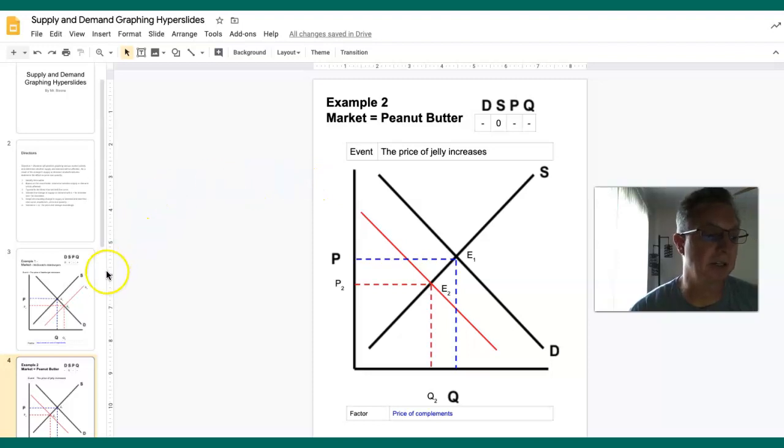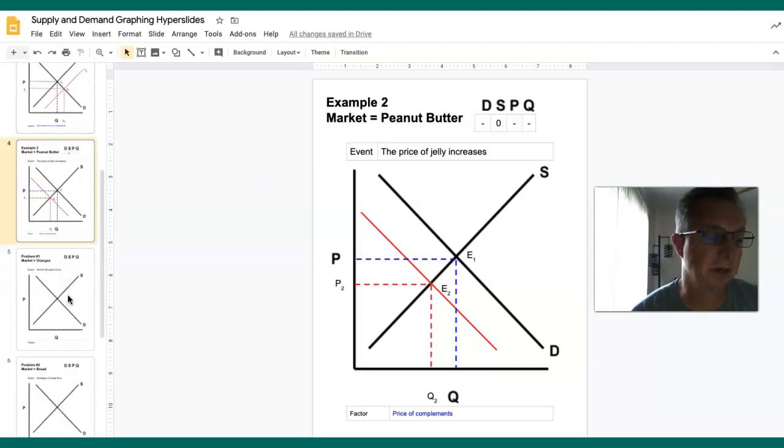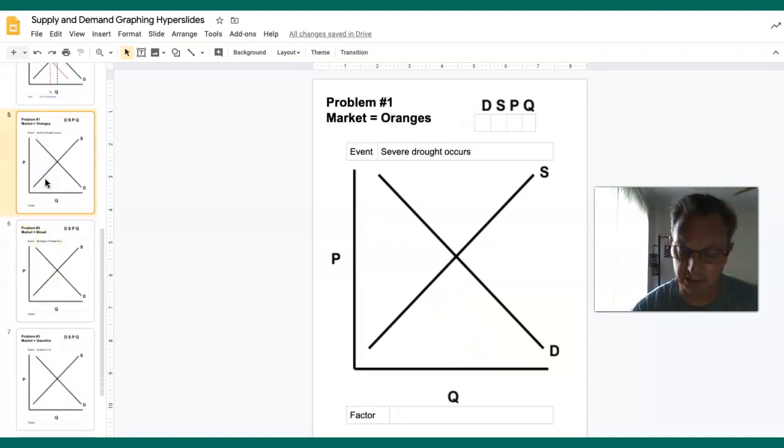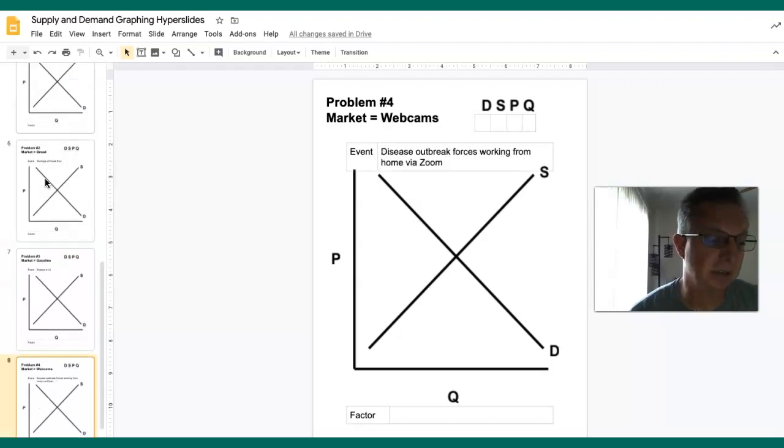So you have those two examples under your belt. Hopefully you can figure out the rest of them. Let me go over what you have to do here for the rest of the problems. You're going to be graphing oranges. In the event of a shortage of bread flour, you have to determine whether that's a demand event or a supply event, and then list the factor and graph it. And so you're going to continue on.